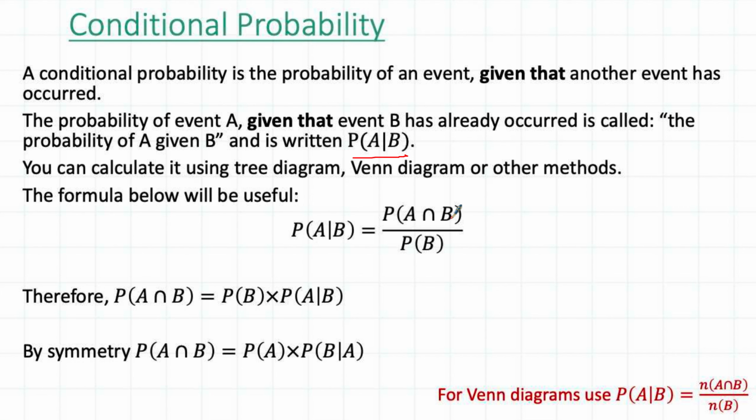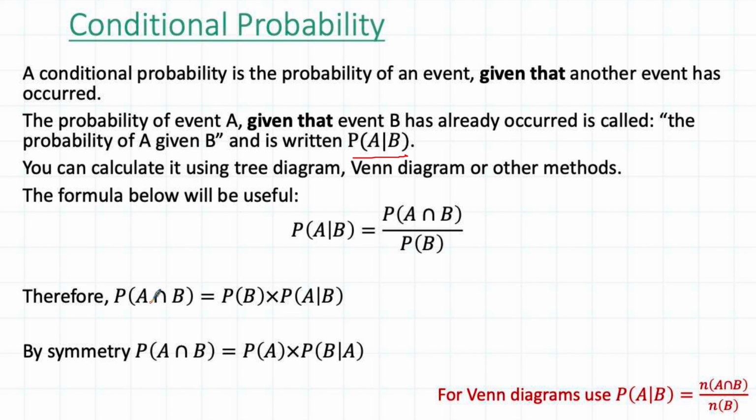So A occurring, given that B has occurred, means they have to have happened at the same time. So you're looking at the intersection. This is how the formula works. You're looking at when A and B are happening at the same time, divided by all the possibilities of B happening, because your condition is that B has already happened.